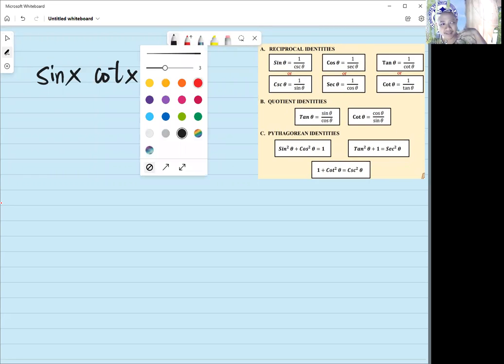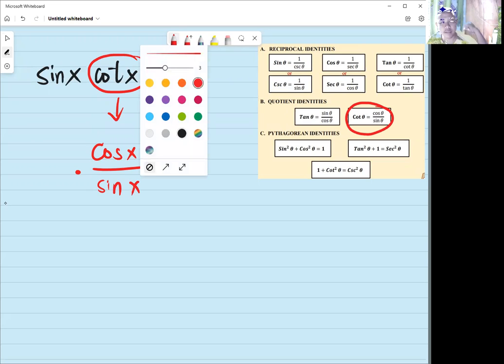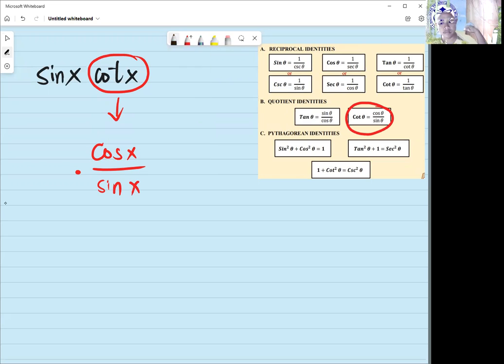So we have ito. Let's rewrite this with this. Can you follow? So this will become cosine x over sine x. Okay. Times, of course, dahil si sine, wala naman siyang nangyari. Let's just copy it. So this will become sine x lang. Sine x over 1. What will we do next?